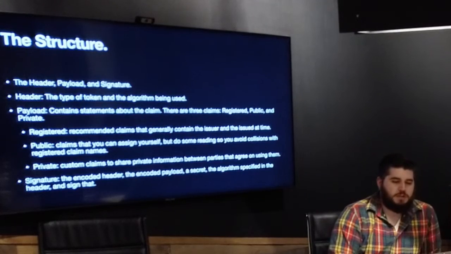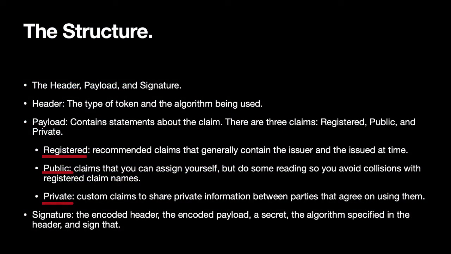And so you're going to have a few different types of claims. There's registered, public, and private. The registered are basically the claims that come pre-set up with any JSON Web Token or any library for the language that you're going to use. A lot of things, like the subject, the issuer, the expiration, the issued time. You can have a few others, like the group.